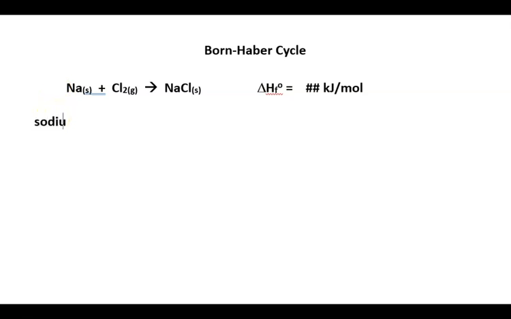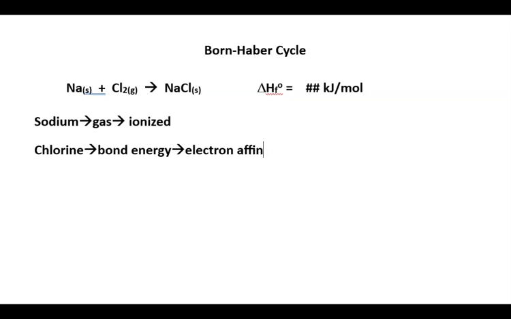The sodium, first of all, needs to go to a gas, and then it needs to be ionized. Chlorine is diatomic. So first of all, we have to break that diatomic piece. So that's going to be bond energy that we're talking about in terms of the change in energy when we do this. It's already a gas, so there's no phase change needed. Now we have separate chlorine atoms, and we have to turn them into an ion. This is not ionization energy. This is going to be electron affinity as the energy change.